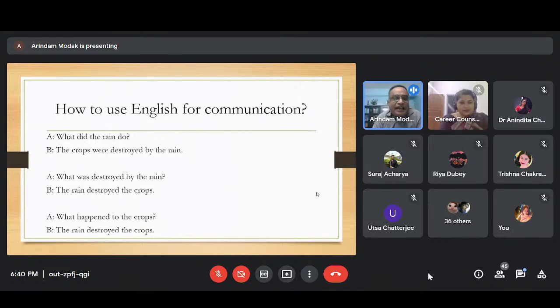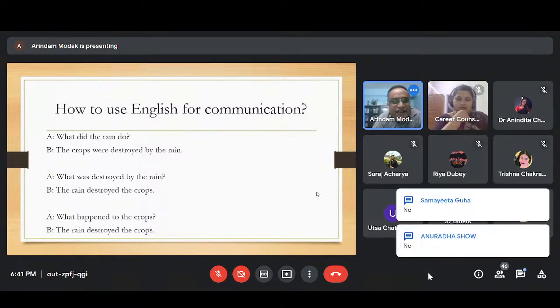Now suppose A asks, "What did the rain do?" And B says, "The crops were destroyed by the rain." Look at this sentence very carefully. A asks, "What did the rain do?" B replies, "The crops were destroyed by the rain." Is it an appropriate reply? So we understand, we sense that B's reply is not an appropriate kind of reply.